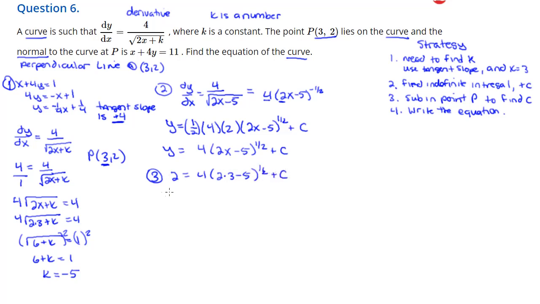And again, all I've got to do now is get that c by itself. If I do the inside of these parentheses, it's going to be 4 times, well, 6 minus 5 is 1, so it's going to be 4 times 1 to the 1/2 power. 1/2 power is the same thing as square rooting, so this is really 2 times 4 times 1, or 2 equals 4 times 1, so I'm going to have c is equal to -2. And now my last step is to substitute the -2 into my indefinite integral, and that's going to be the original curve equation. So in this case, it's going to be y equals 4 times (2x minus 5) to the 1/2 minus 2.